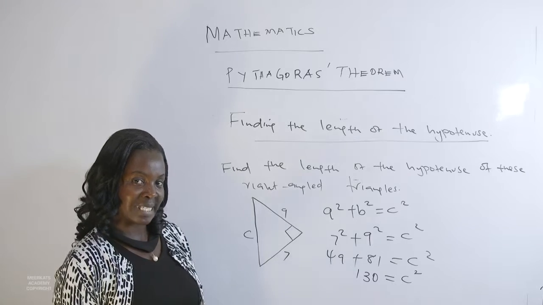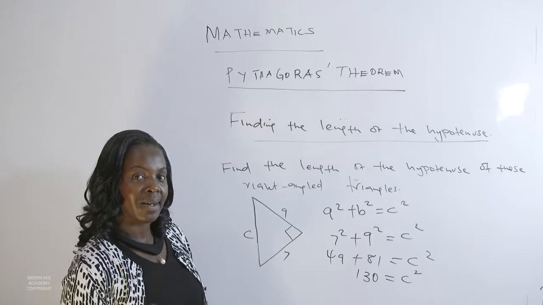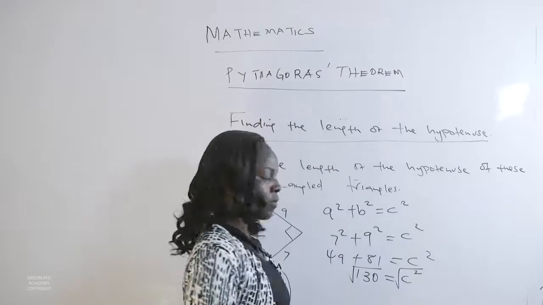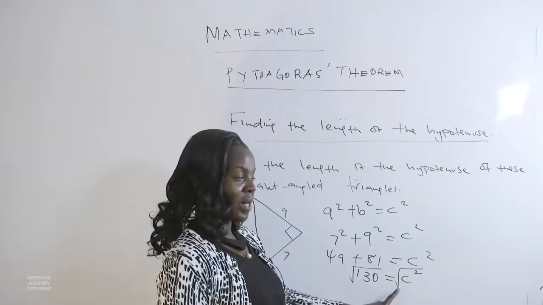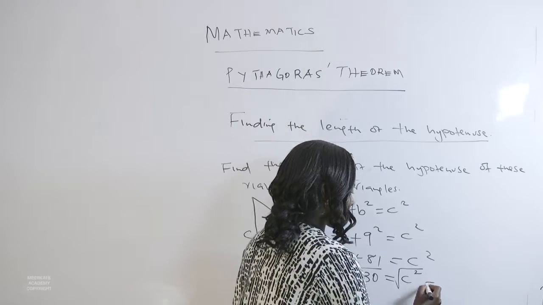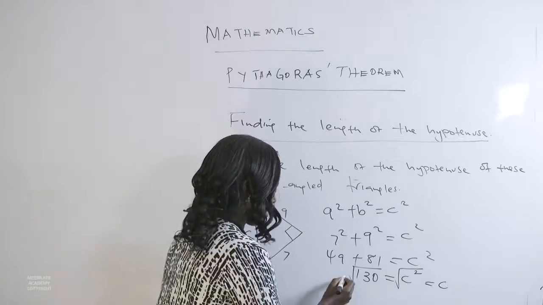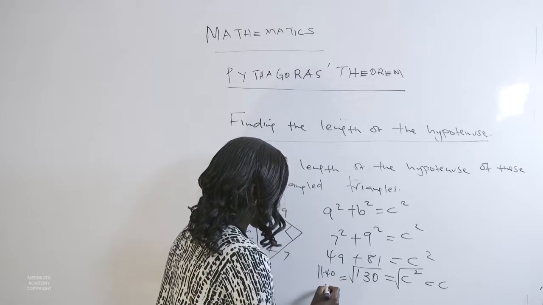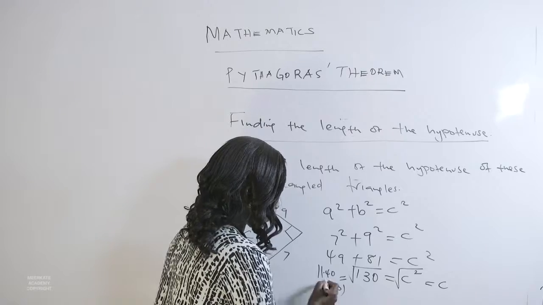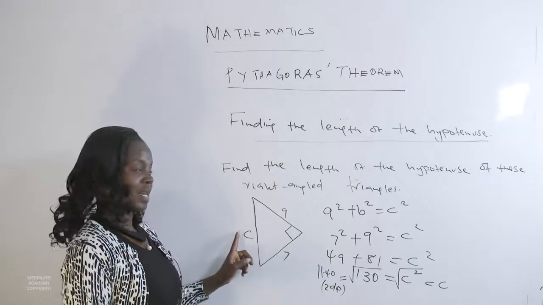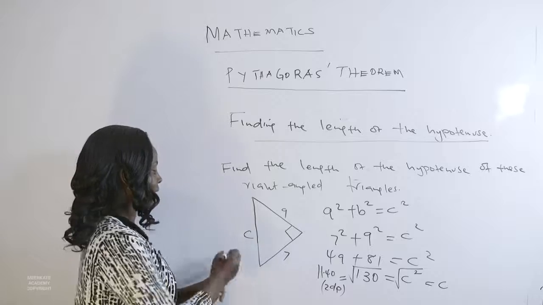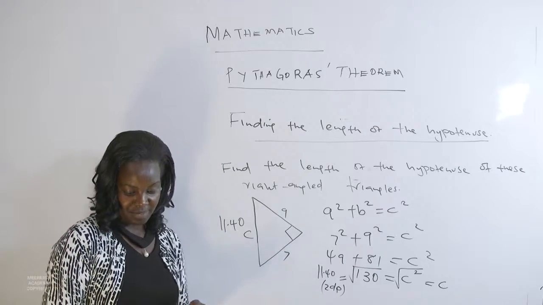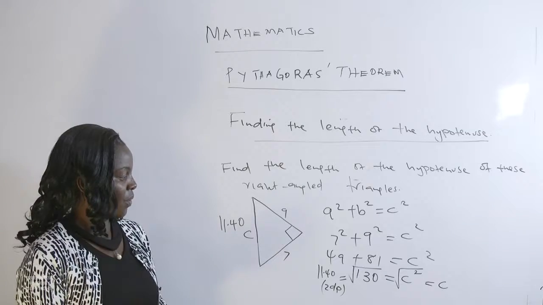Again, for us to be able to find c from c squared, we find the square root of both sides. That will give us c, and this will give us 11.40. That is to 2 decimal places. So the length of the hypotenuse here is 11.40.